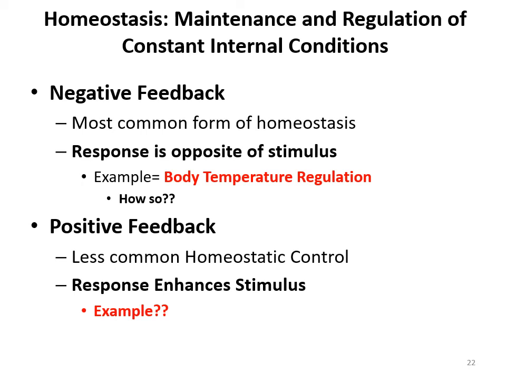There's negative feedback and there's positive feedback. Negative feedback is something that you probably remember from when we talked about enzymes. Negative feedback is actually the most common form of homeostasis. So circle, star, highlight negative feedback as the most common form of homeostasis. And as I wrote there, this response is opposite of the stimulus. The example that we like to use with negative feedback is the regulation of your body temperature.